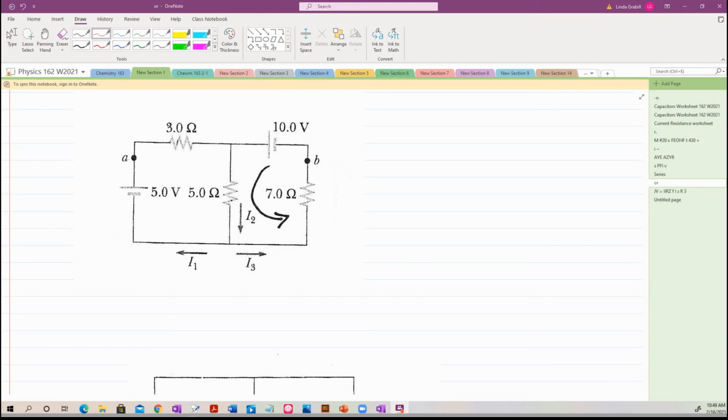Okay, here's our second example. First thing I want you to do is go through, label your highs and lows, and write at least one loop and junction rule for this particular circuit, then come back.